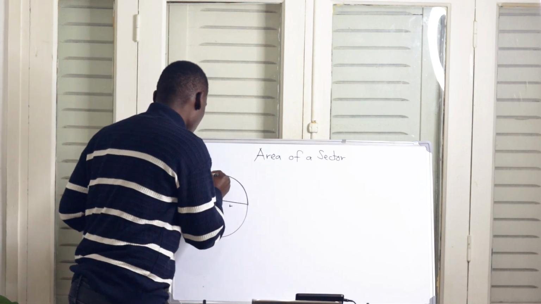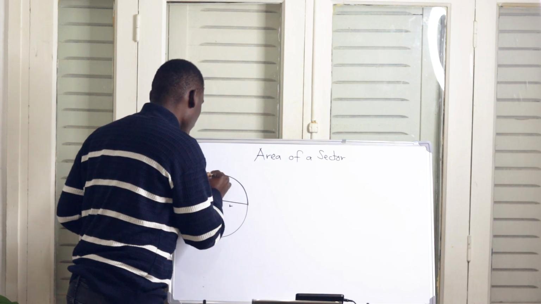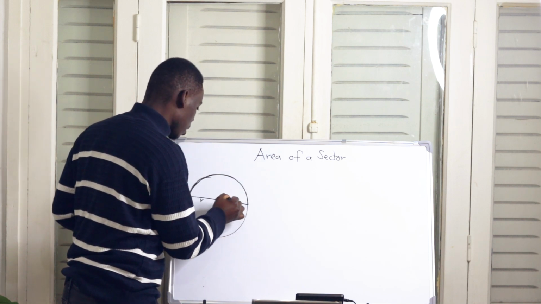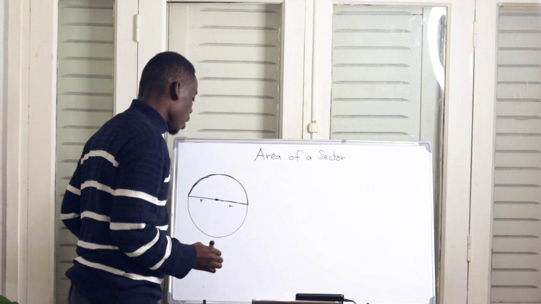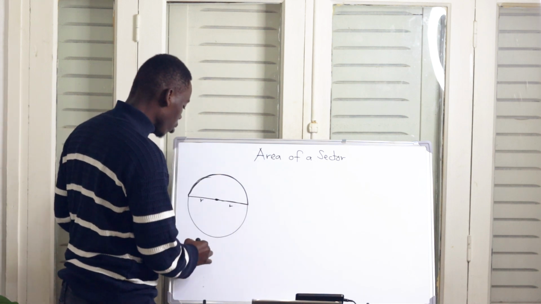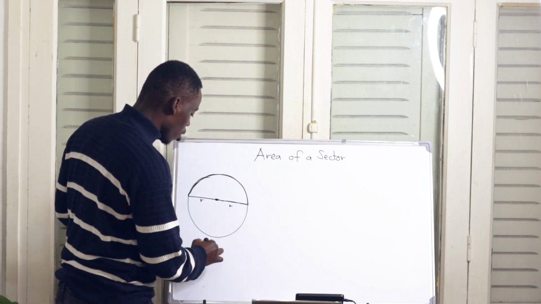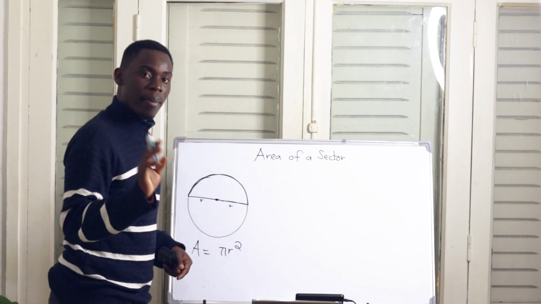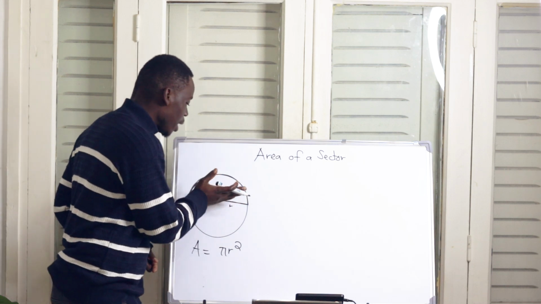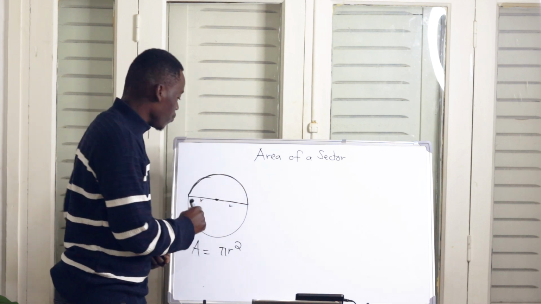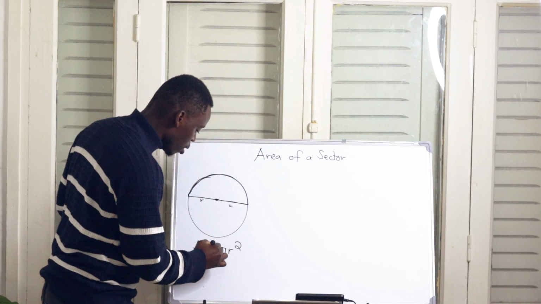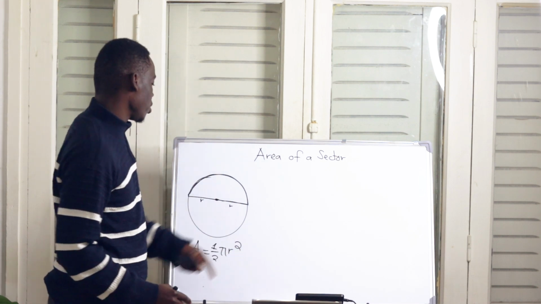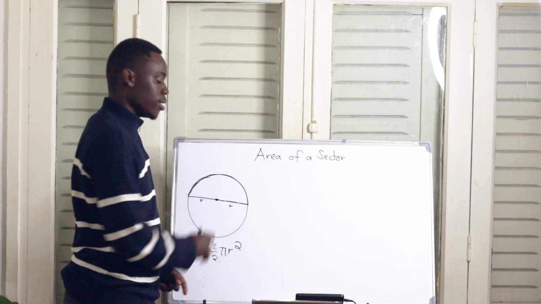Now, how do we then calculate the area of this sector that we've created right here? If you notice, this is a circle, and when calculating the area of the circle, we say the area of the circle is pi r squared. But in our case, we want to calculate half of the circle. So hence, we're going to say 1 over 2 pi r squared is the area of the sector.